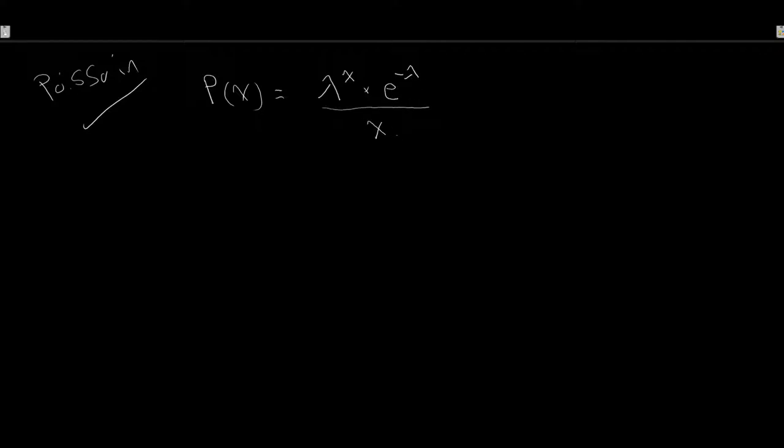So our Poisson distribution, right? Let's write that down. Our Poisson distribution, probability that X occurs, is going to be lambda to the power of X times Euler's constant to the power of negative lambda all over X factorial. So, okay, we've got a whole bunch of new letters, variables popping in there. Let's talk about what they mean.